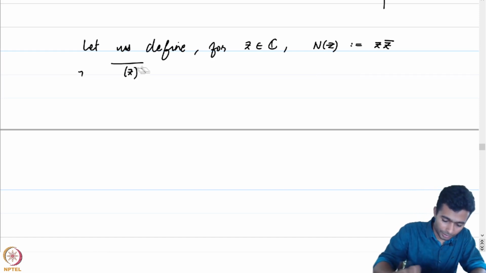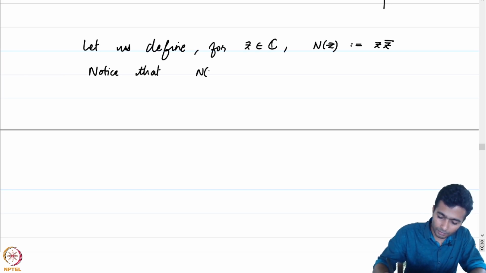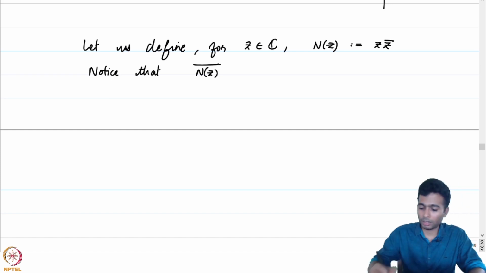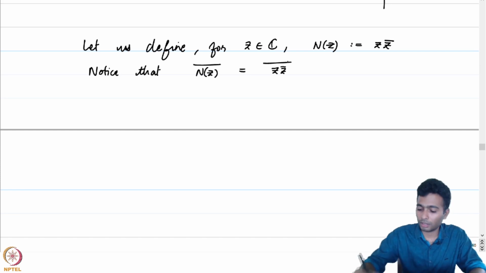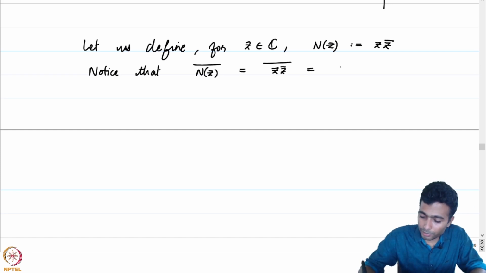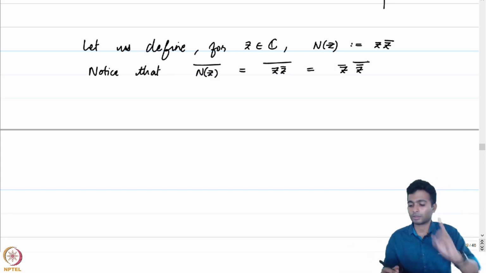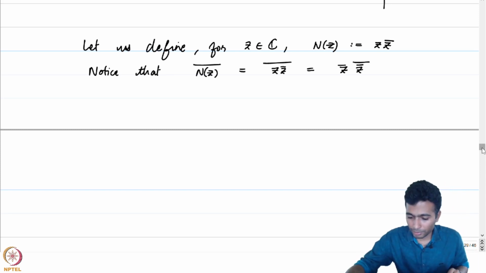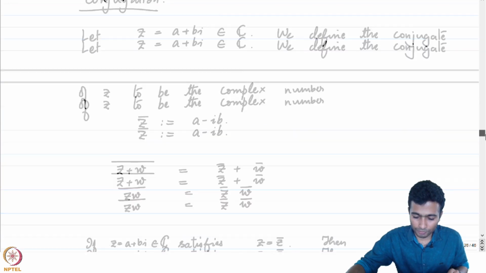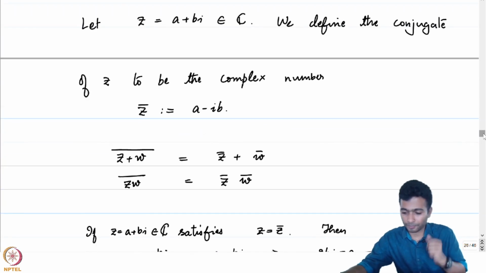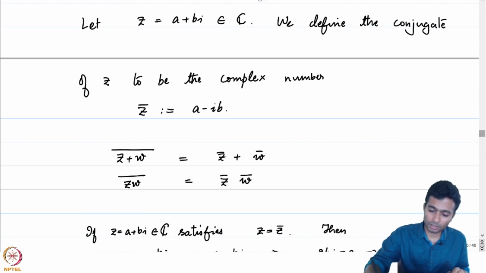Notice, we should write it down carefully. Notice that n of z bar is just going to be equal to z times z bar the whole bar, and this is going to be equal to z bar times z bar bar. At this point, maybe I should go back and show you the definition of the conjugation on the field of complex numbers.